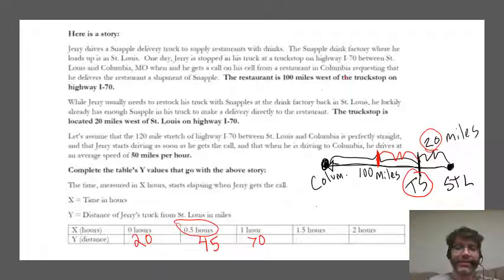So if at 1 hour he's 70 miles away, then at 1.5 hours, a half hour more, he's 25 more miles away. So 25 plus 70 is 95. And then in another half hour, he's another 25 miles away, and 25 plus 95 is 120, which means if he's 120 miles away from St. Louis, that means he arrives in Columbia. And so that is how we fill in the table.